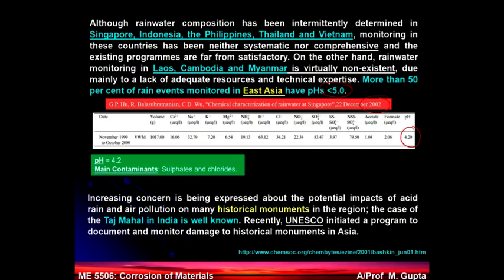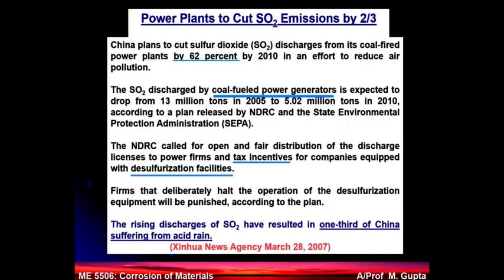Now this acid rainwater can do a lot of damage. It can also affect historical monuments worldwide, including the Taj Mahal in India. And they are trying to see how these historical monuments can be protected from this acidic rain.